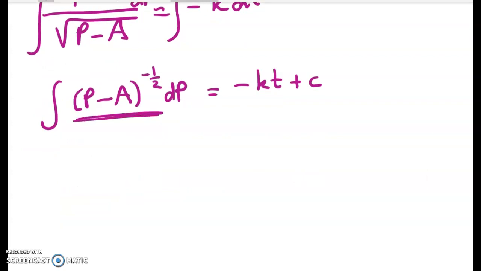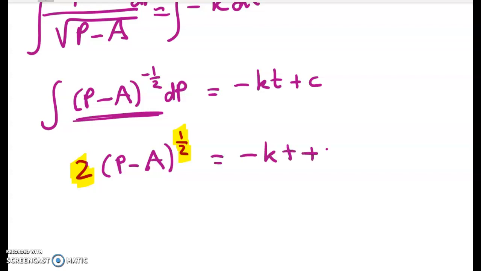Now integrating this gives me P minus A to the power of a half times 2, right? So I need to have the times 2 because when I differentiate this, this half is going to come down the front and it has to have the times 2 to undo its impact. So that's what we've got here, and we've done the right hand side integration already.